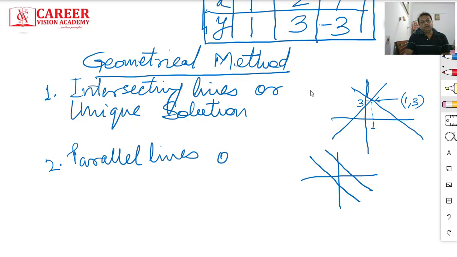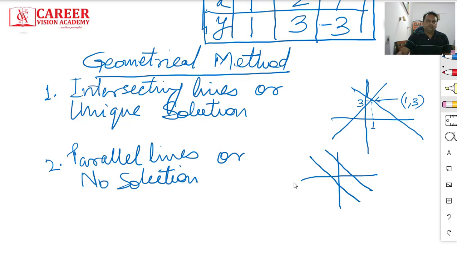Parallel lines never meet, since the distance between those two lines is the same throughout. So that means if they are not meeting anywhere, they have no solution. No solution means they won't intersect at any point. So these two lines have no solution.